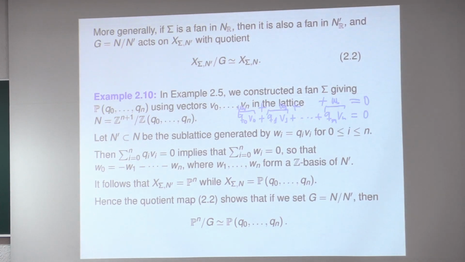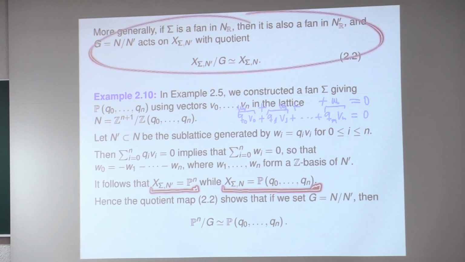So this reminds us of something. This reminds us of what we use to construct projective space. It's just what we did over there. So the W's add like this, they have this behavior, and they form a Z basis of M prime, one can check, and then it follows that if you work with N prime and the W's, you just get Pn. If you work on N, it is our construction that we gave of weighted projective space.